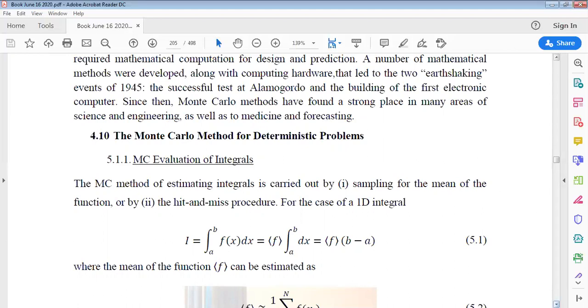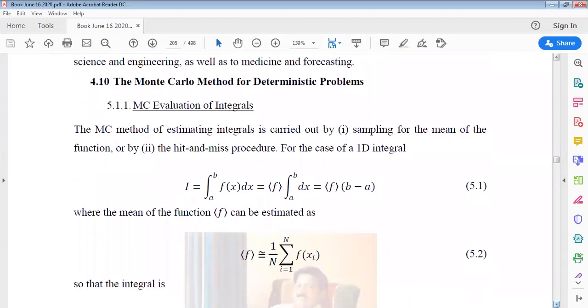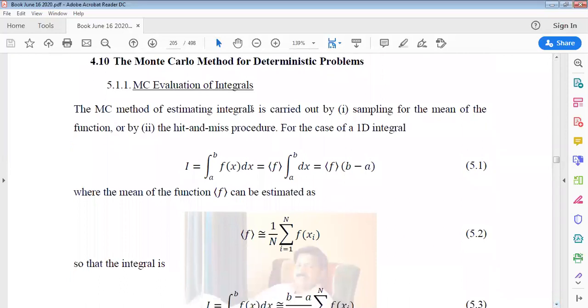So let me start with something familiar to all of us. It's the evaluation of integrals. Now you might think, why are we doing the Monte Carlo method for a deterministic problem? But let's start with a stochastic method, which is actually designed for random processes, and let's use it to solve a deterministic problem like 3 plus 2. So let's start first of all with the Monte Carlo evaluation of integrals.